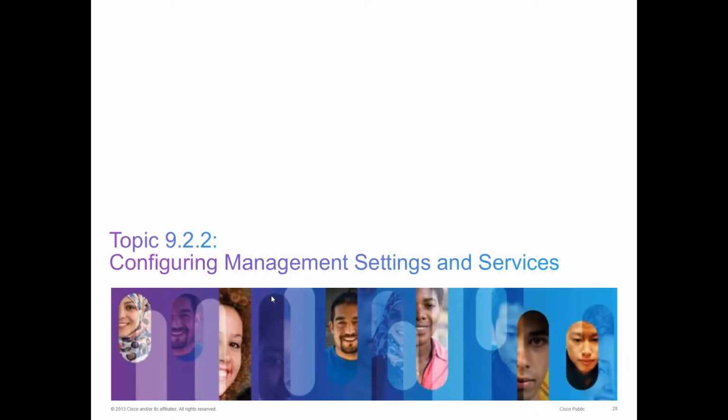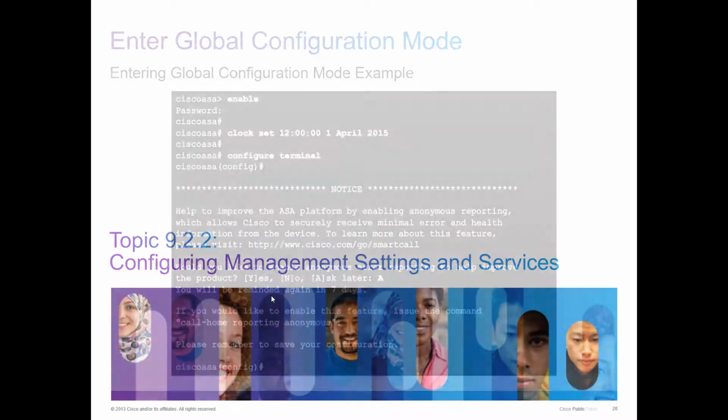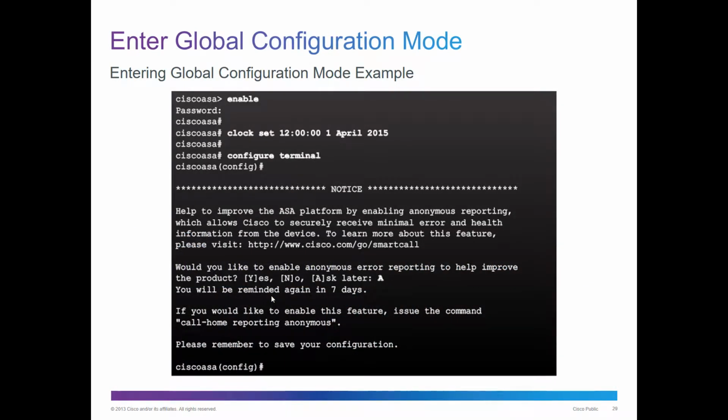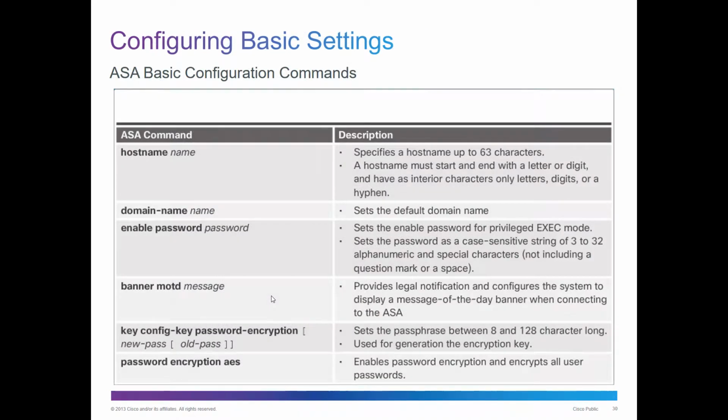How do we configure the management settings and services with a Cisco ASA device? Log into it, go to its global configuration. You should be able to set time, set dates, things of that nature. Specific commands for ASA, things like the host name, domain name, enable password, banner, key configuration, password encryption types.